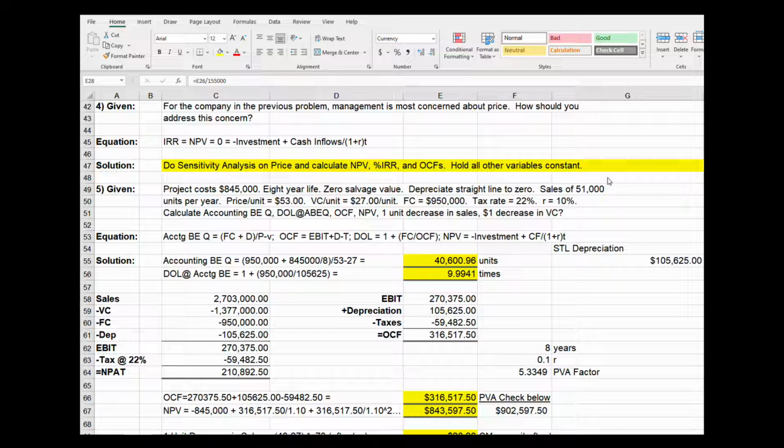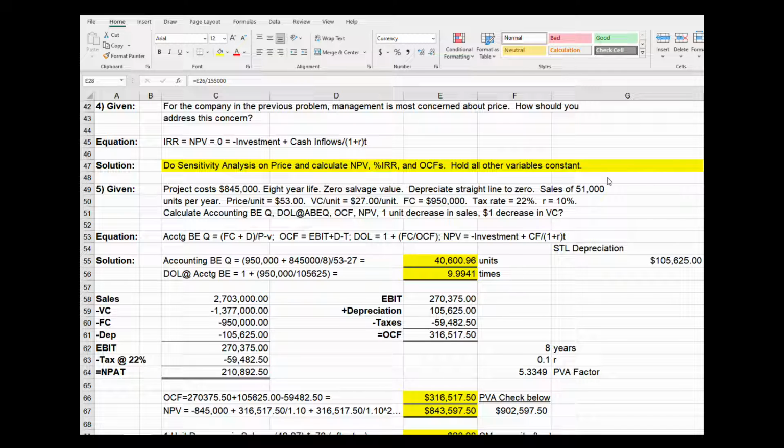Very simply, I want to do a sensitivity analysis on price only, hold all other variables constant. So variable cost, fixed cost, everything else, just hold it constant. Change the price a penny at a time. And obviously do a P&L income statement, calculate the OCF, operating cash flow from that income statement, and then do all the Chapter 9 analyses like NPV, IRR, and so on.